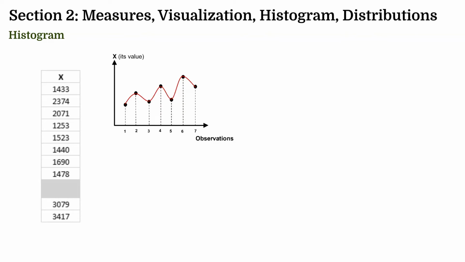Histogram. We have our variable X from home sale data, and we saw that in a line chart, we have a horizontal line for observation and a vertical line for the value of X. For every observation, we record the value of X as a dot by going up according to the value of X, and we get a line chart.